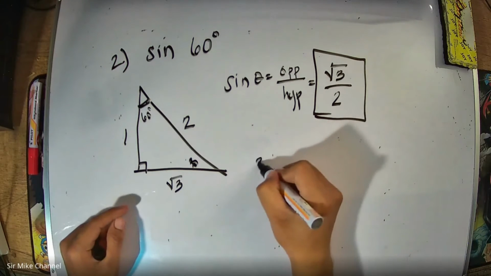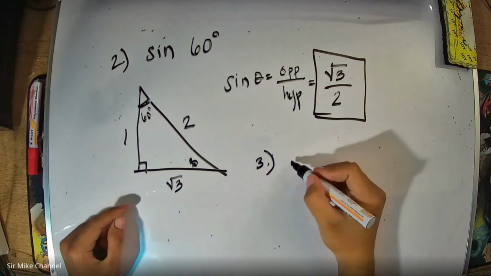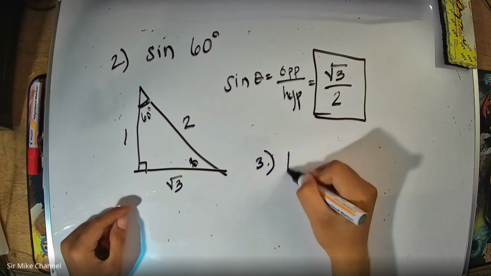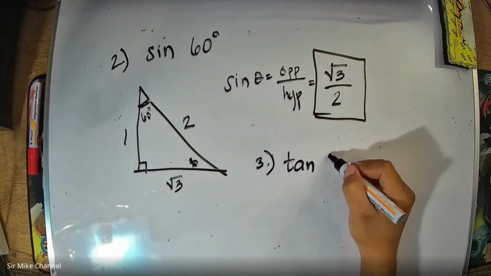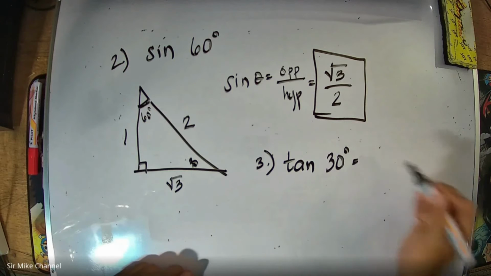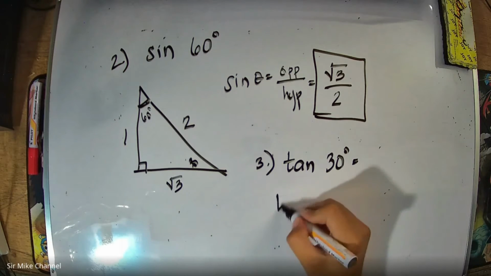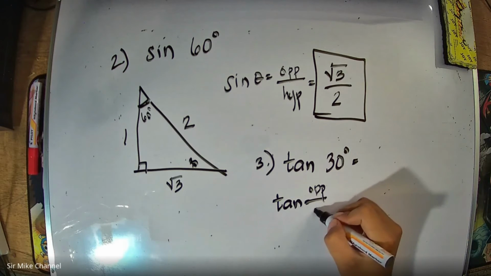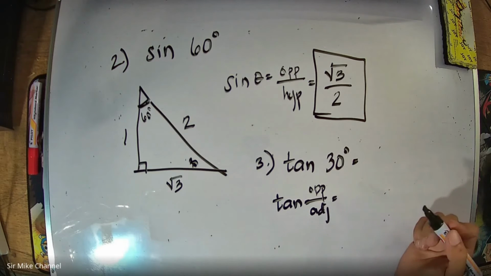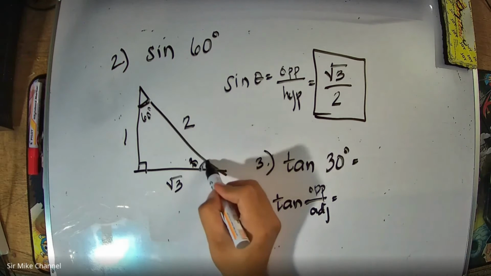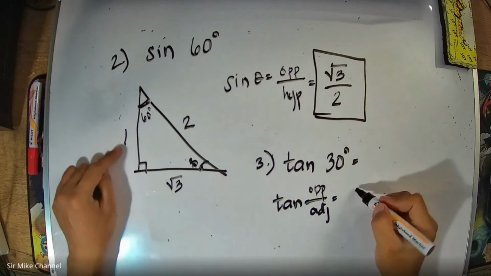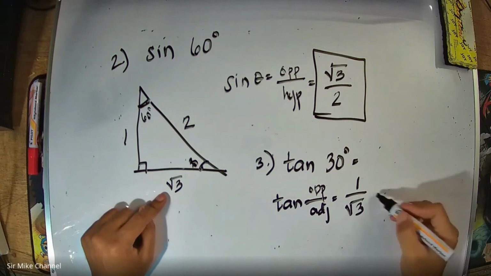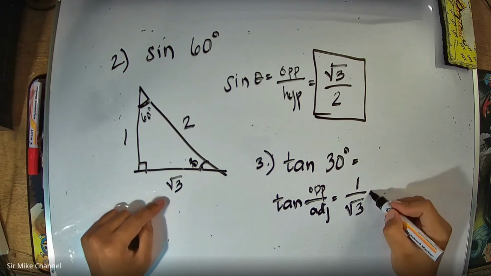Another example, number 3. So, meron naman tayo, let's say, tangent 30 degrees. Ayan. Tangent 30 degrees, ang tangent natin ay opposite over adjacent. So, nasaan ang 30 degrees? Ito yung 30 degrees natin. So, opposite daw natin ay 1. Ang adjacent natin is square root of 3. So, simplify natin to. Rationalize.